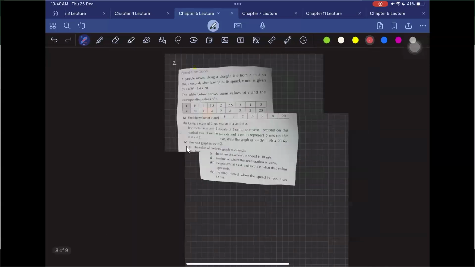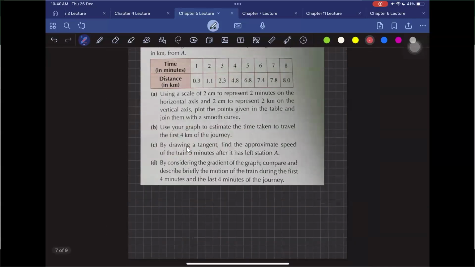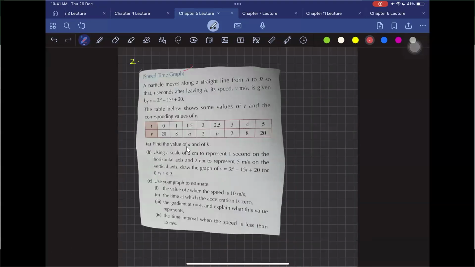Okay, so in this case, this is a distance time curve. So just note that the gradient of distance time gives your speed, and the gradient of speed time gives acceleration. Now given all this information, let's take a look at question 2.